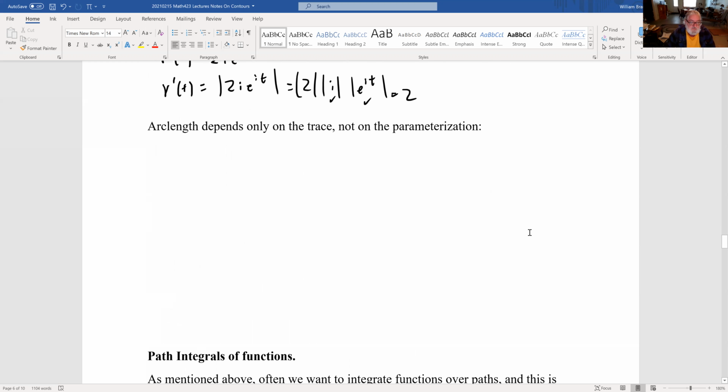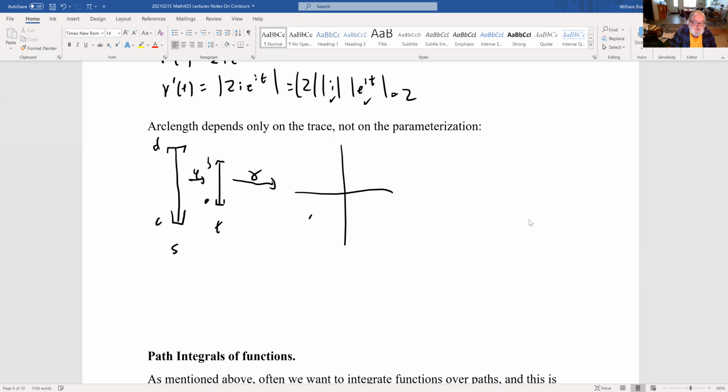And arc length depends only on the trace, not on the parameterization. So think of a different parameterization. Reparameterizing a path means we have an interval from c to d, which will be my s-axis, and that gets mapped into my variable interval from a to b, which is t. That's my change of parameters, and then gamma is the actual path.